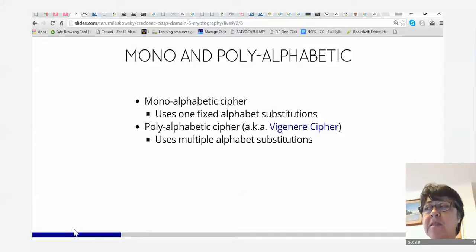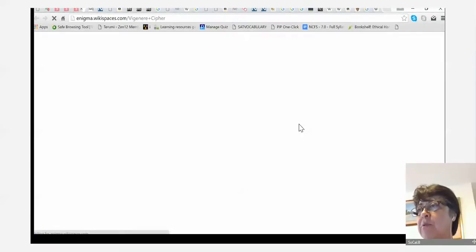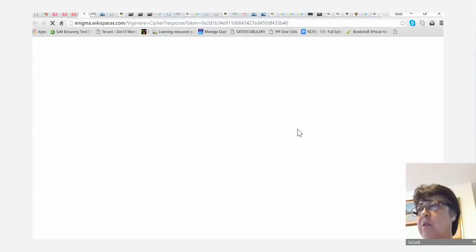A polyalphabetic cipher, also known as a Vigenère cipher, uses multiple alphabet substitution. So you do it once and then you do it a second time, right? So that's the Vigenère cipher. And I have a link to the Vigenère cipher. I hope it's not broken. Come on, Vigenère cipher.